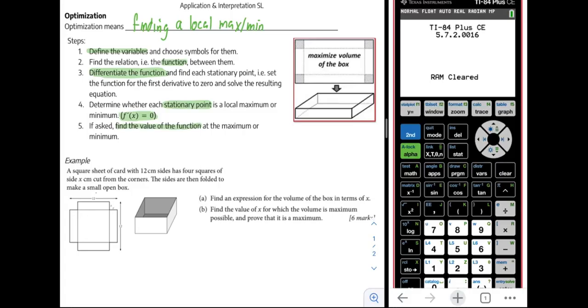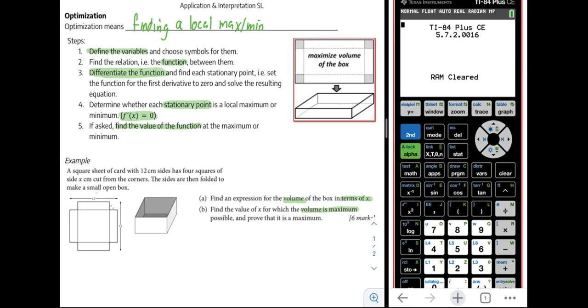First example: a square sheet of card with 12 centimeter sides has 4 squares of side x centimeters cut from the corners. The sides are folded to make an open box. A: Find an expression for the volume of the box in terms of x, and then B: find the value for x for which the volume is maximized, and prove that it is a maximum.